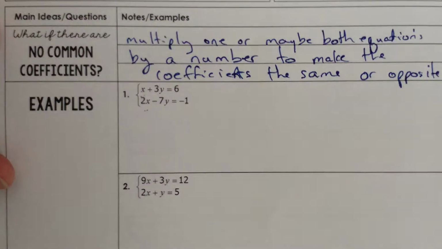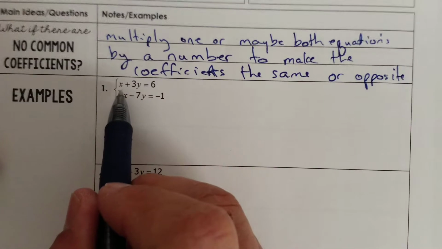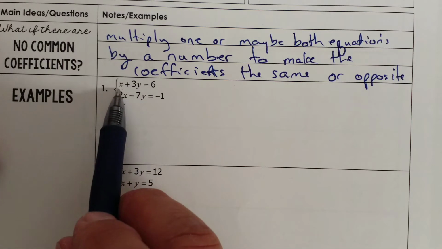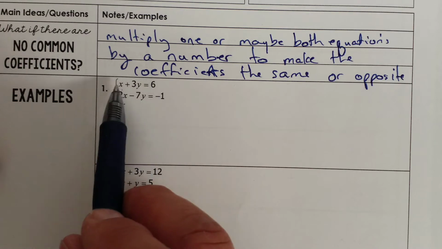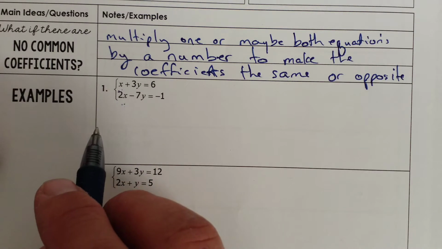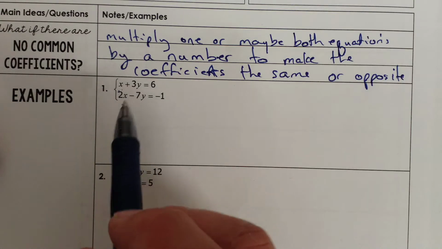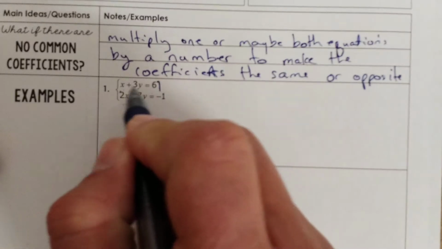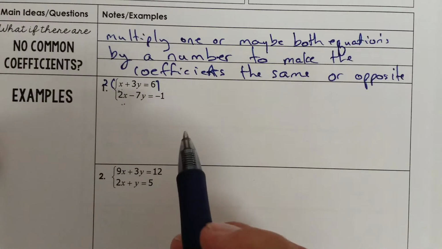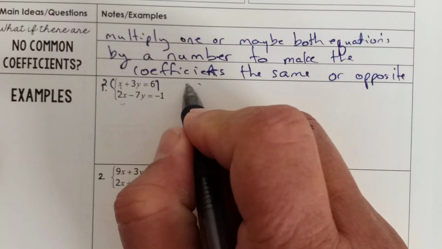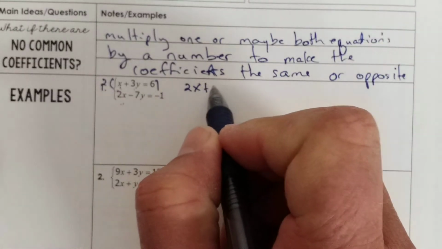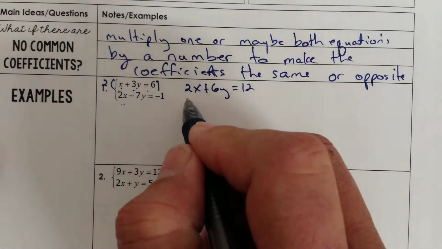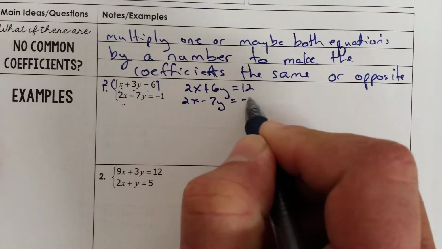Okay, so for number 1, as I said, if I multiplied this equation by 2, times 2, times 2... Now you can't just multiply the x term. You got to multiply the whole equation. Remember, what you do to one side of the equation, you have to do to the other. And you can do anything you want to an equation as long as you do it to both sides. So I'm going to take this second equation, and I'm going to multiply everything times 2. So instead of x, it becomes 2x, and instead of 3y, it becomes 6y, and instead of 6, it becomes 12. And now this second equation, I don't have to do anything at all to it.